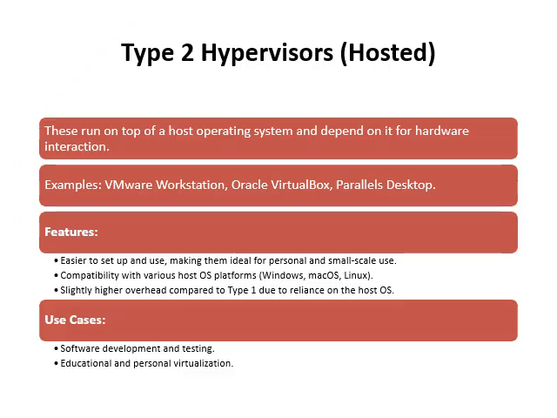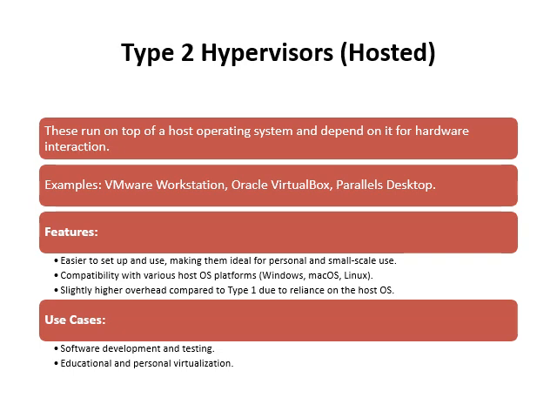Type 2 hypervisors, which are known as hosted, run on top of the operating system and depend on it for hardware interactions. Unlike the other one that works directly with the hardware, these ones run on the host operating system and depend on it for the hardware interaction. Examples include VMware Workstation, Oracle VirtualBox, and Parallels Desktop.